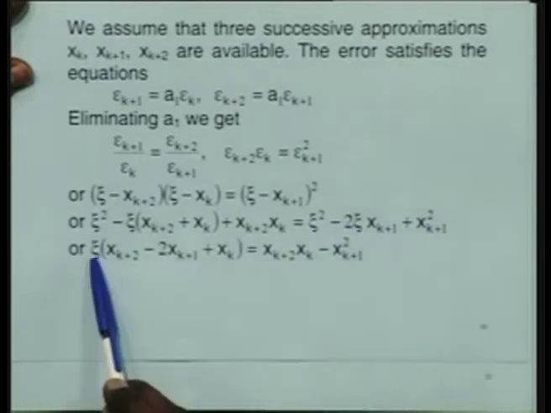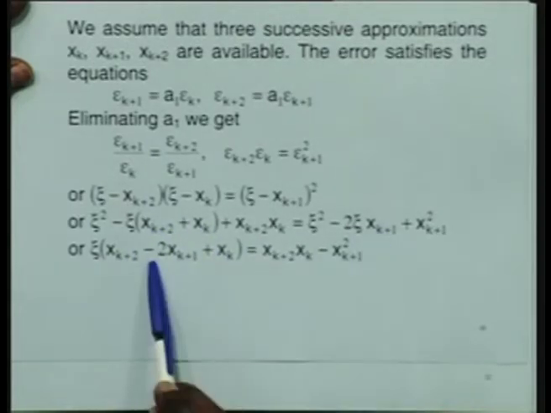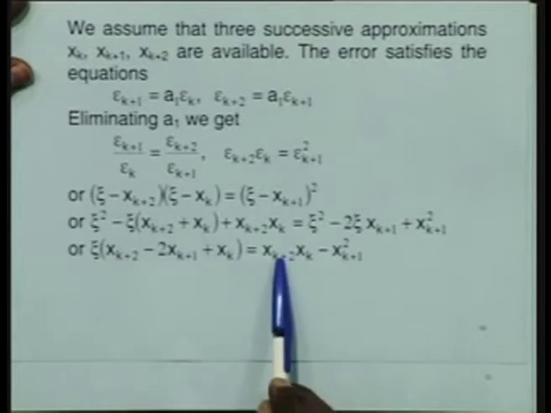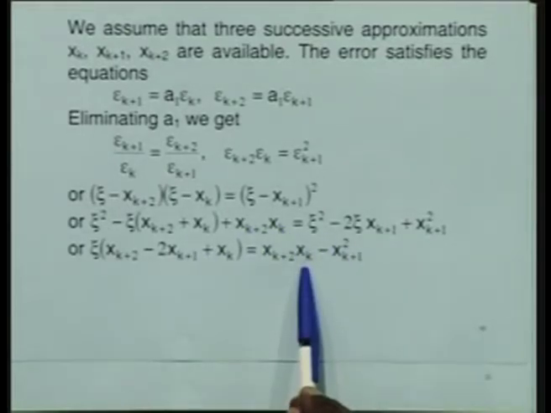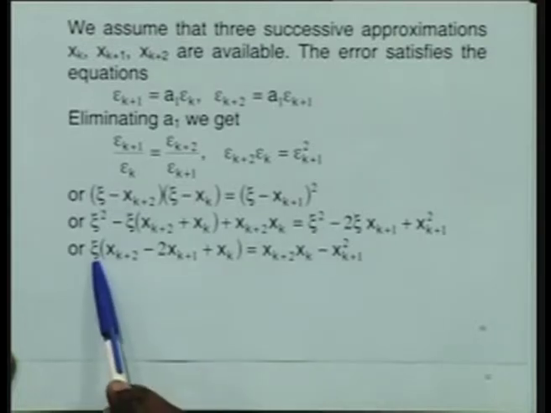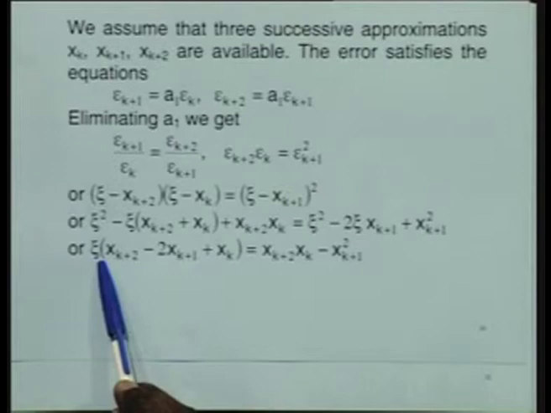So, I will have here xi times x k plus 2 plus x k, these are the two terms, minus 2 times x k plus 1. On the right hand side, we will have x k plus 1 into x k minus x k plus 1 square. So, I am able to get xi alone because xi square has been cancelled. From this, I will now write down my next approximation.